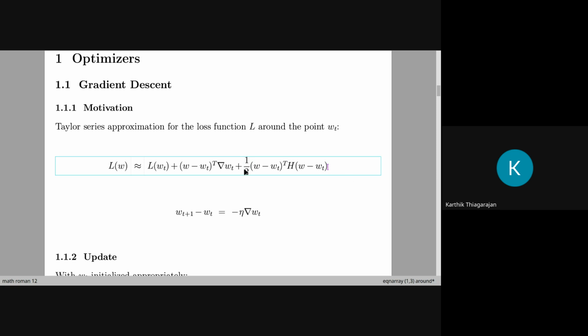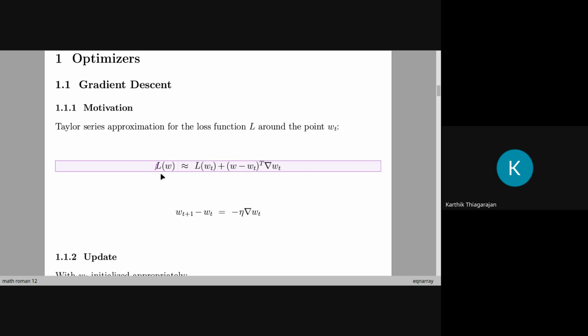We will never go into second order optimization techniques in this course. We will stop short at first order techniques. So this equation, never forget this, because this is where gradient descent comes from.